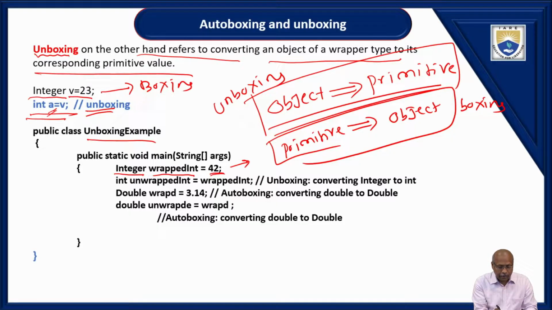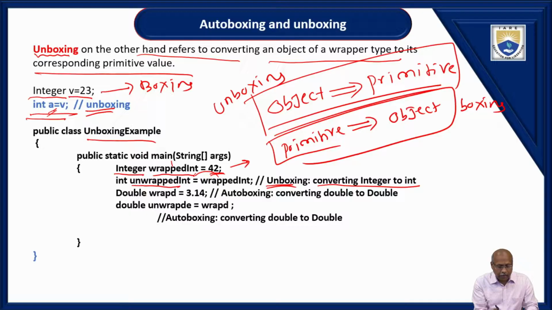Again, int unwrappedInt equal to wrappedInt. So wrappedInt is my object. From the object you are getting this value. So this means you are converting the object into a primitive one. So that is your concept, unboxing. Converting Integer to int.